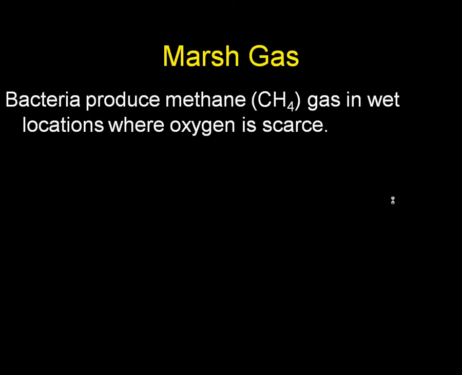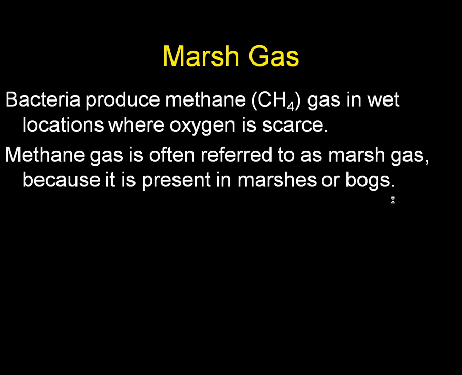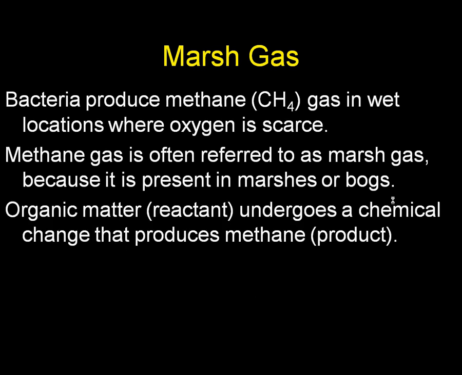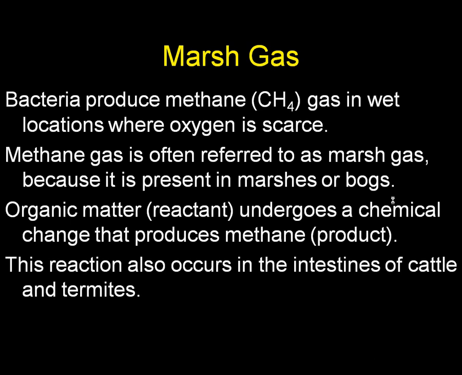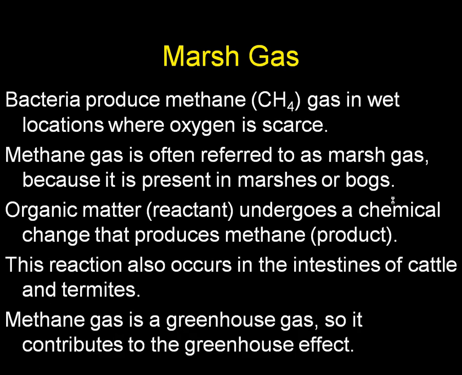Marsh gas. Bacteria produce methane, that is CH4 gas, in wet locations where oxygen is scarce. Methane gas is often referred to as marsh gas because it's present in marshes or bogs. Organic matter is the reactant. Basically, it undergoes a chemical change that produces methane as a product. This also occurs in the intestines of cattle and termites. Methane gas is a greenhouse gas, so it contributes to the greenhouse effect and global climate change that I'm sure you've heard about before.